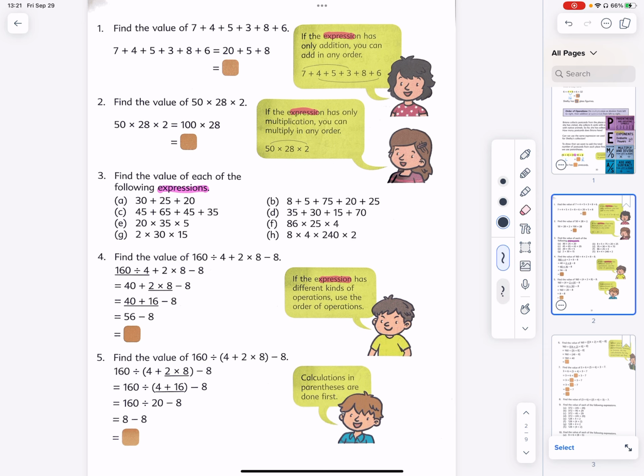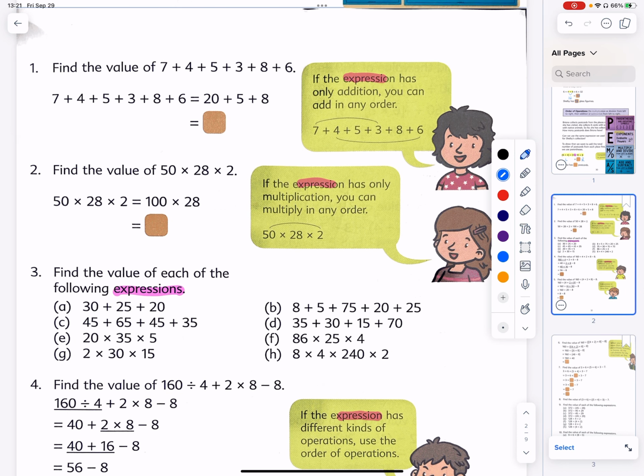Okay, so let's take a look at problem number 1 and number 2. Find the value of 7 plus 4 plus 5 plus 3 plus 8 plus 6. Because addition is commutative, we learned it long ago, we can add numbers in any order. And of course, Miss Natasha always tells you, make up tens. 7 and 3 makes a 10, 4 and 6 make a 10, and then of course 5 plus 8 will give you 13. So we have 10 plus another 10 plus 13, altogether we have 33.